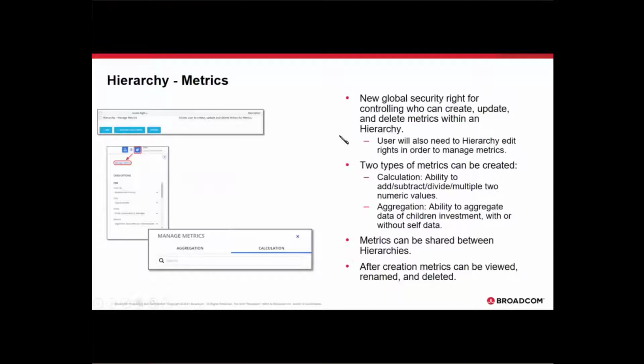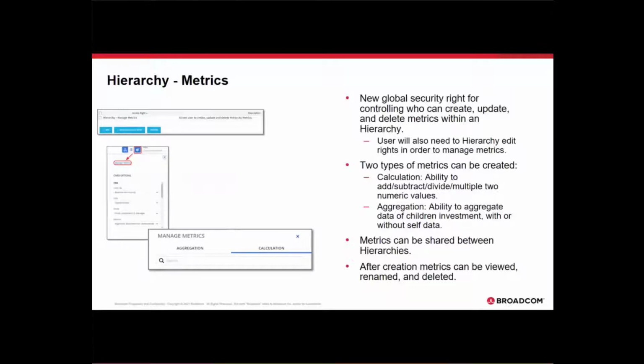There are two types of metrics that can be created. The first is calculation. Calculation is the ability for me to add, subtract, divide, multiply two numerical values. The next is the aggregation, which gives me the ability to aggregate data of children investment with or without my own data.